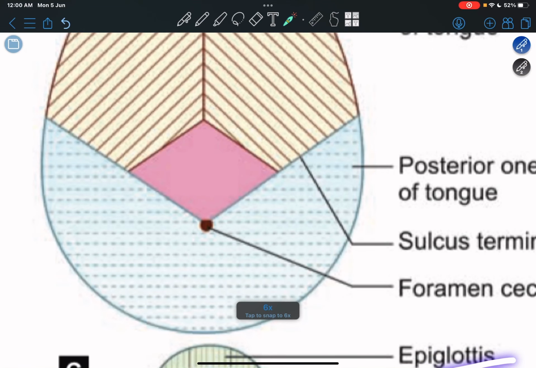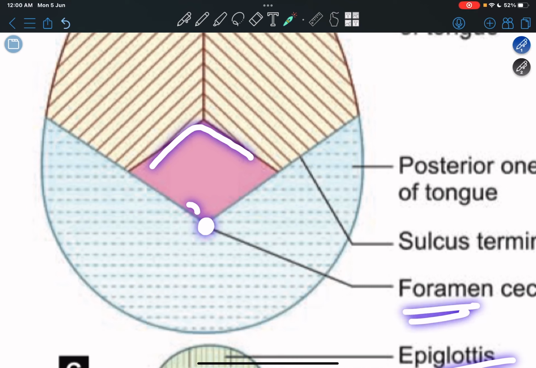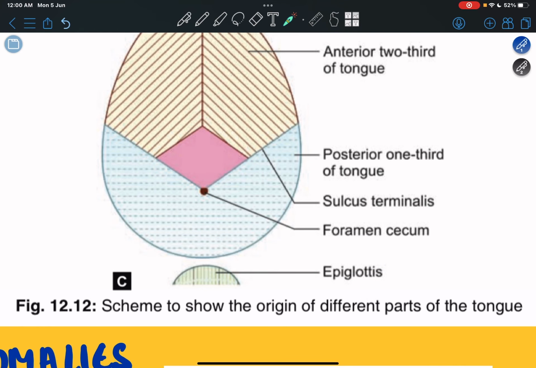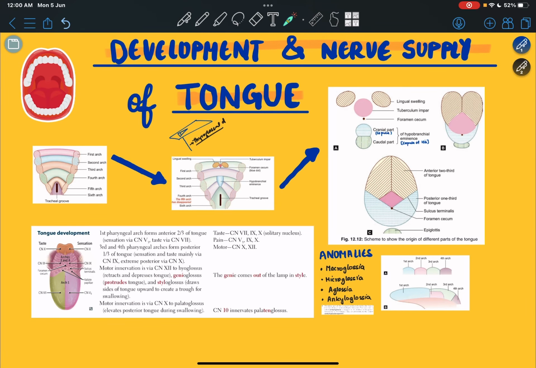So as we discussed, behind the tuberculum impar swelling there is the foramen cecum, and this line which is dividing the anterior 2/3 and the posterior 1/3 is the sulcus terminalis, which is also there in the adult tongue. So that's all for the development. There are pharyngeal arches, there's a floor, there are swellings, the swellings grow, fuse, and you have your adult tongue.